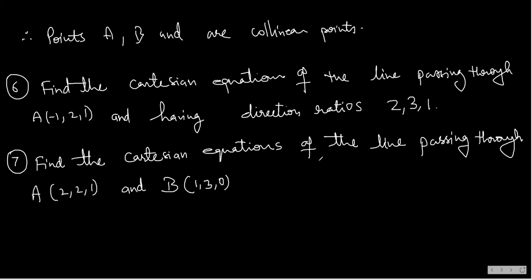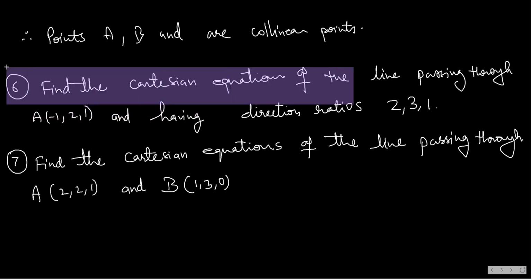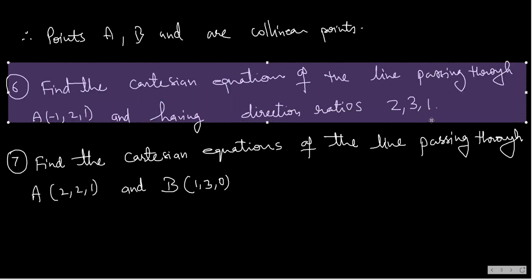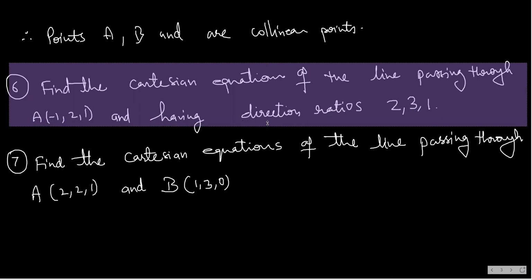Okay, after having solved question number 8, now question number 6 and 7. These two questions are extremely simple because in question number 8 we covered the same point. Question number 6 is: find the Cartesian equations of a line passing through the point (-1, 2, -1) and having direction ratios 2, 3, 1. If you are given the point on the line and the DRs of the line, very easily you can write the equation as we wrote here.